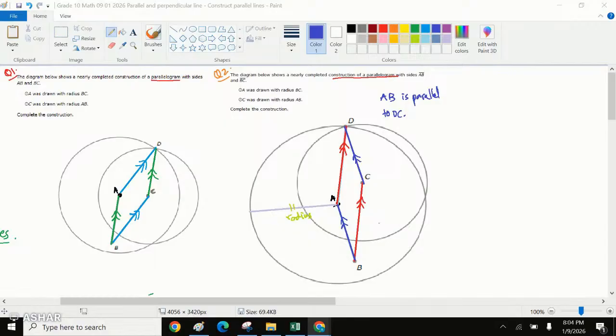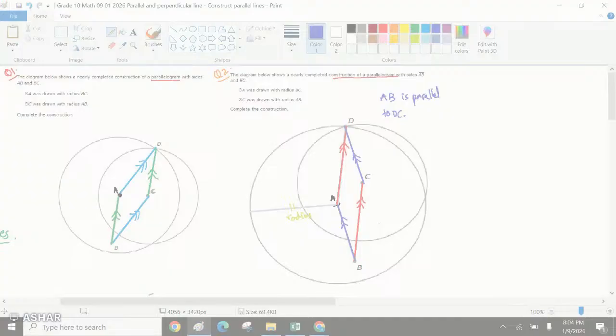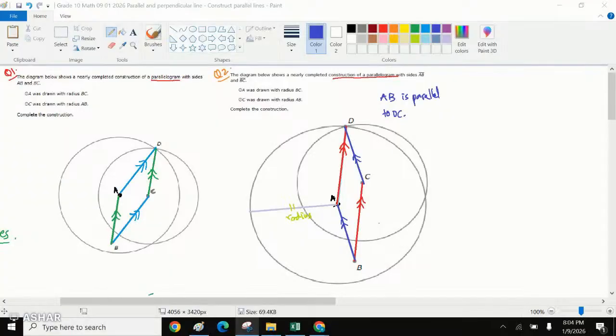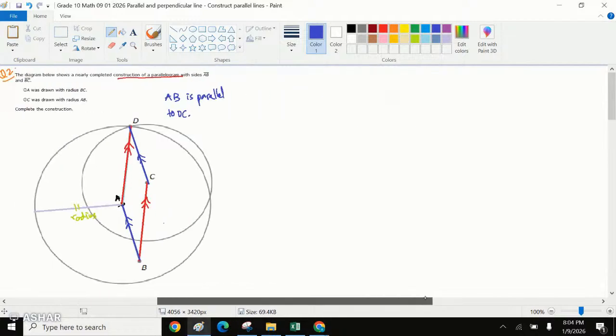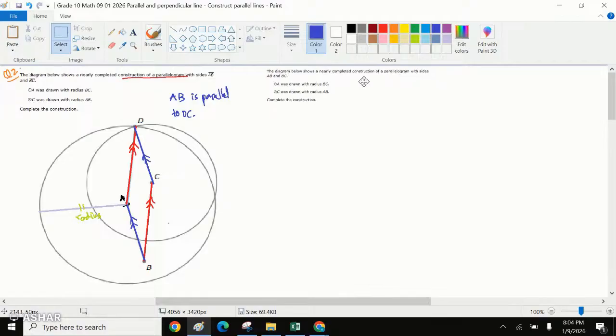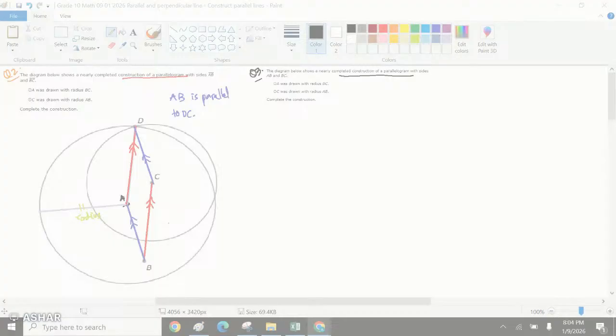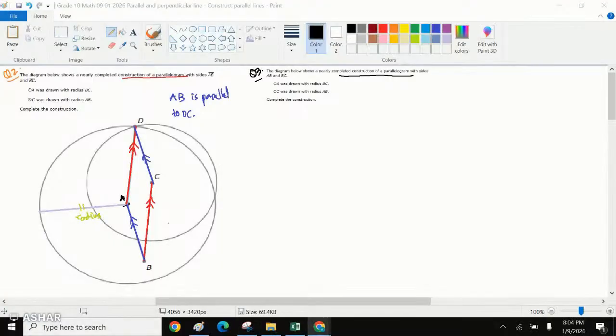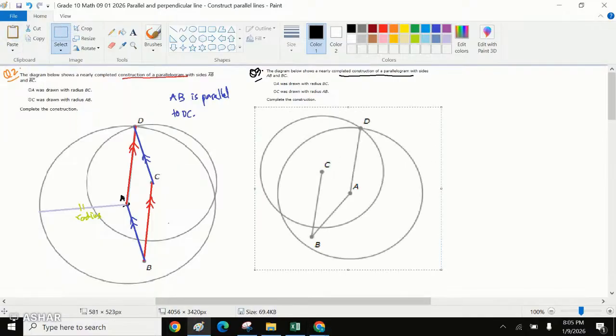So the next question we have, Nick, for the given question, I'll just copy the statement. The diagram shows a nearly completed constructed parallelogram with the sides. For question number 3, this opening statement is given to us, and they're saying we need to complete the parallelogram, okay? And the diagram given to us is, let me just get the diagram.